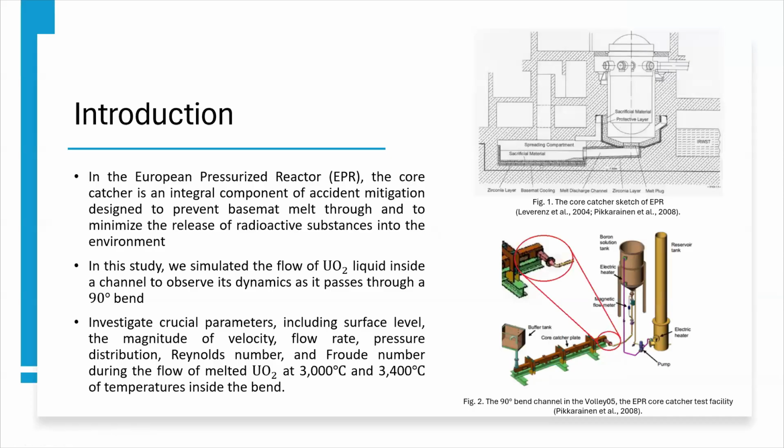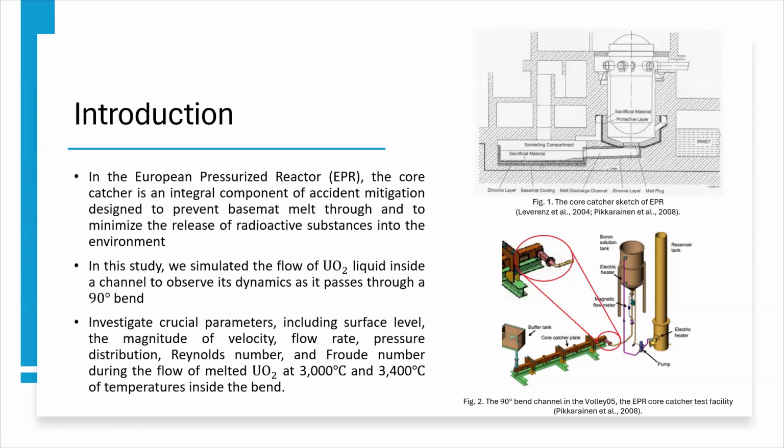So this paper will simulate a European pressurized reactor, especially the core catcher, where there is a 90-degree band channel. In this study, they simulate the flow of uranium dioxide liquid inside a channel to observe its dynamics as it passes through a 90-degree band. We can see in figure 2 the 90-degree band is what is circled.